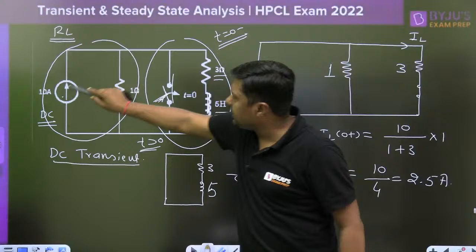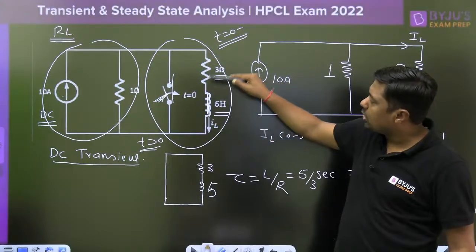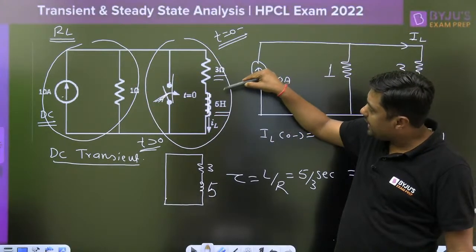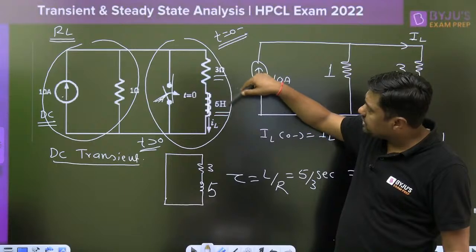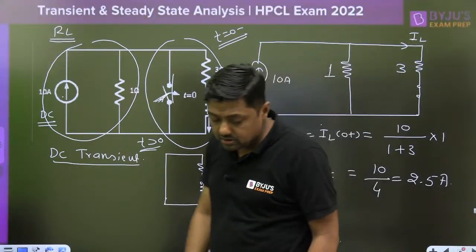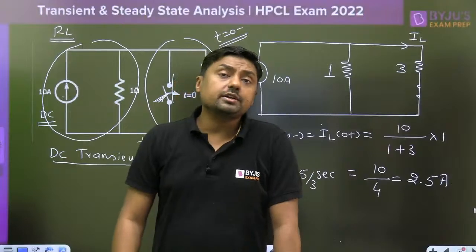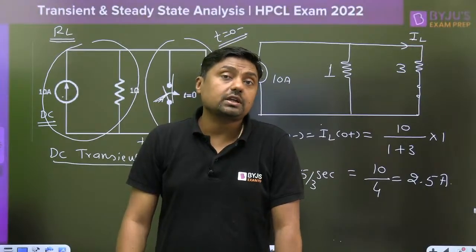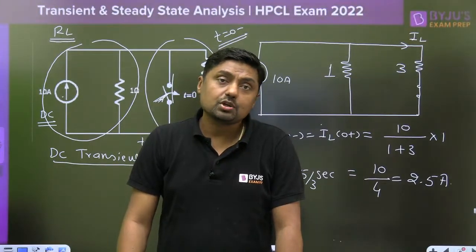The complete current will pass through this short circuit, it will not pass through the inductor, and the inductor will discharge through this 3 ohm resistor. So I think that is also clear. If the time constant is asked, then always calculate the time constant for t greater than 0.